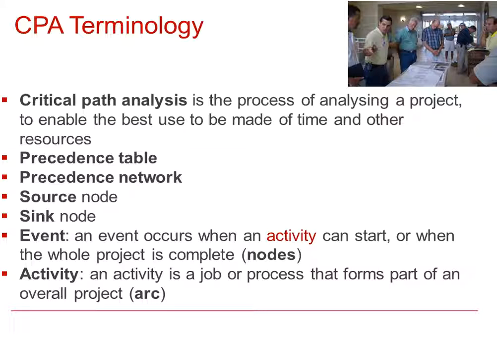The idea of a source node is that it is the first part of the activity network, so, if you like, time 0. And the sink node is where we are finishing the project. An event occurs when an activity can start, or when the whole project is complete, and these are represented by the nodes or vertices of a network.